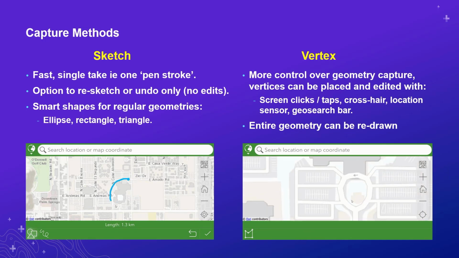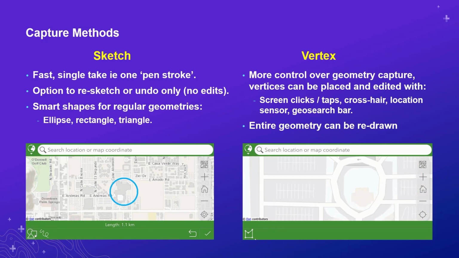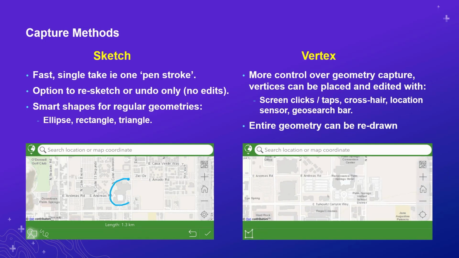The vertex method allows for more control over geometry capture. Individual vertices can be placed and edited using either screen taps, known locations through the search bar, using a GPS receiver, or the crosshair, which is in pan and zoom mode for increased precision. The entire geometry can be redrawn or individual vertices edited repeatedly until the user is happy with the result.